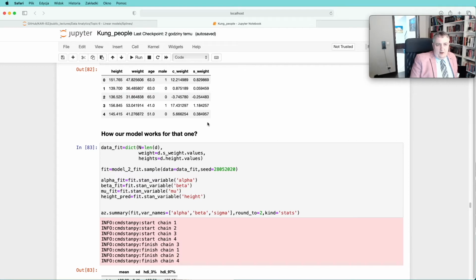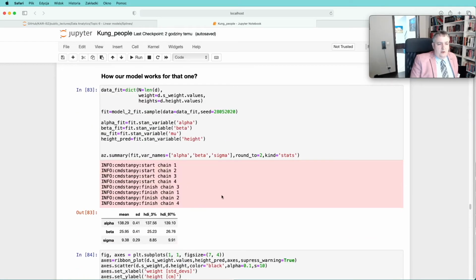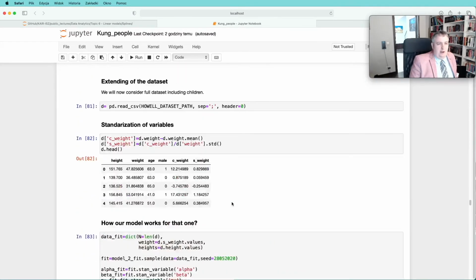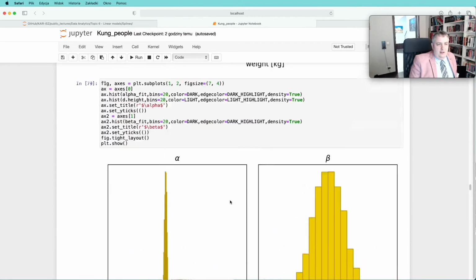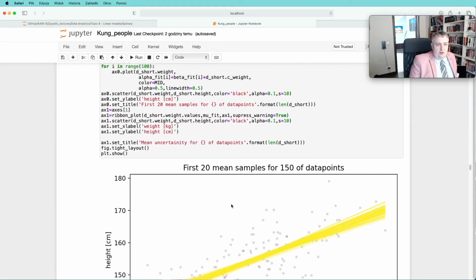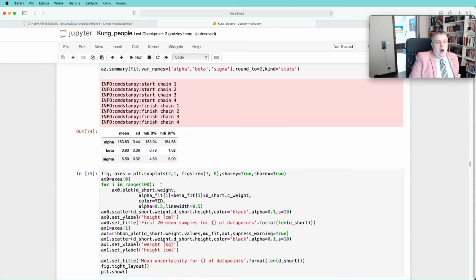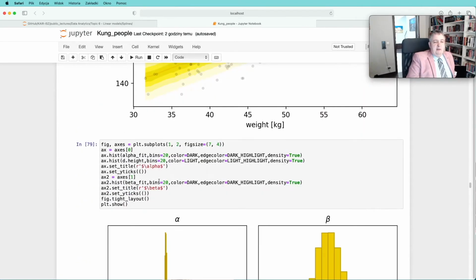Because we standardize the weights, we will get a different coefficient for beta. It will be larger. Previously it was not standardized, now it's larger by an order of magnitude. As you can see here, beta was around 1, now it's beta around 20.